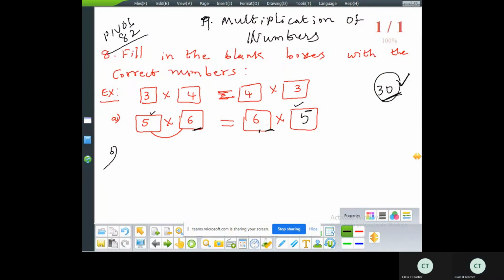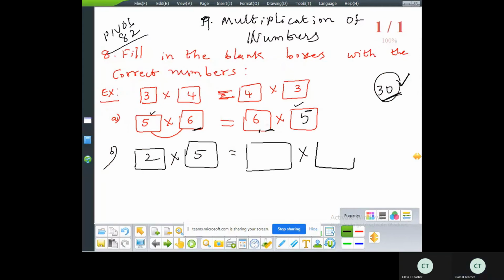Question B. 2 into 5. On one side 2 into 5. On the other side, we have two empty boxes. First, we find the product from one side. Here 2, here 5. 2 ones are 2, 2 twos are 4, 2 threes are 6, 2 fours are 8, 2 fives are 10.